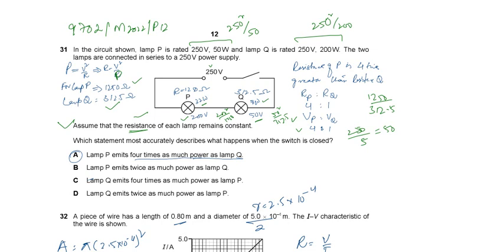4. So the power of P is 4 times greater than Q. The power of P, 32 over 8, is 4, meaning the power of lamp P is 4 times greater than lamp Q. So option A is correct.